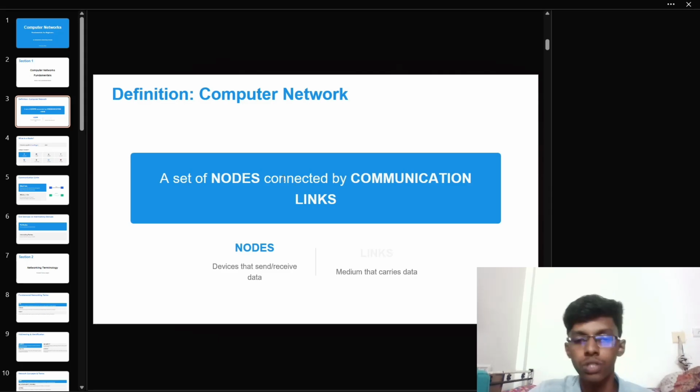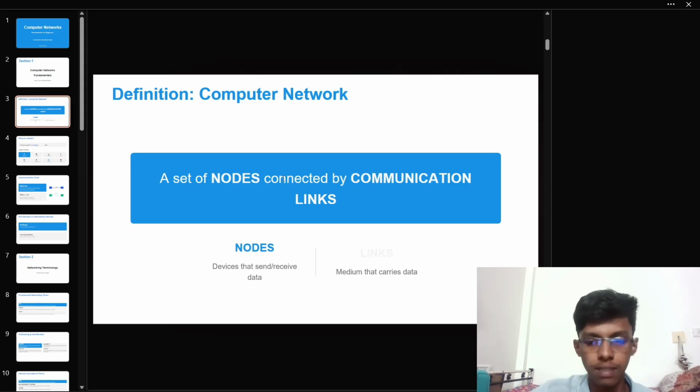Think of it like a road system. In a city, you have buildings and you have roads. Without buildings, roads are useless, and without roads, buildings are isolated. Similarly, in networks, you need both nodes and links.